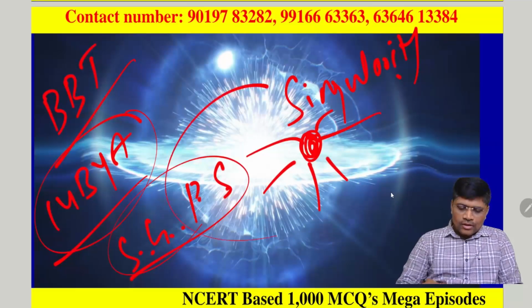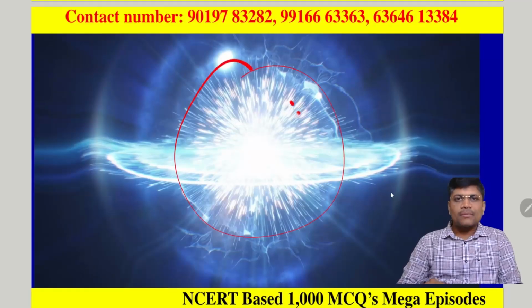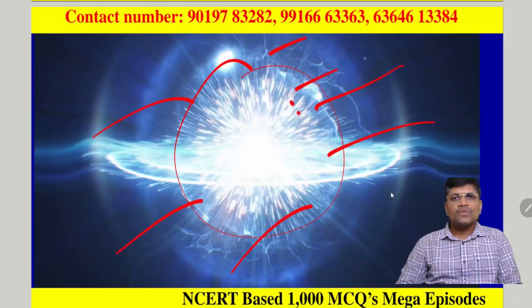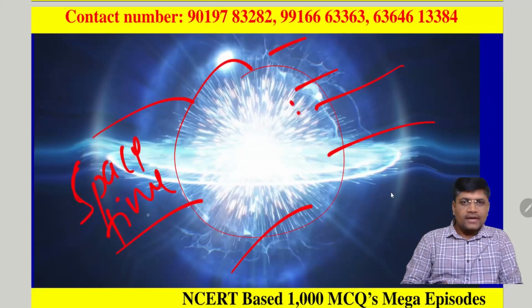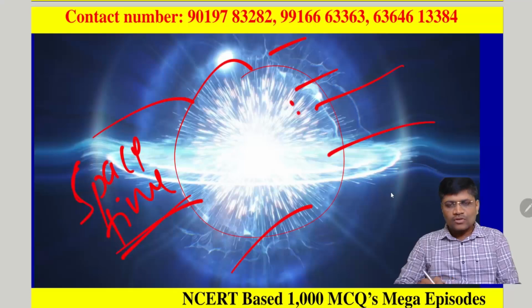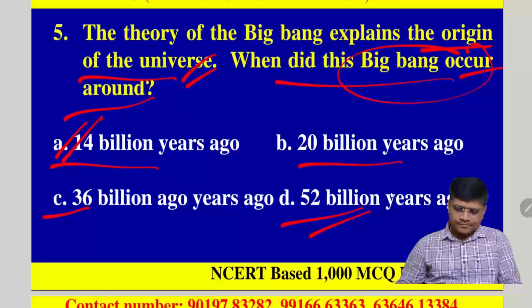So this is how the Big Bang took place. Because of this explosion, whatever matter was present within this object got unevenly distributed throughout the universe. From there only, the concepts of space and time were created. Before that, there was no concept of space and time. Clear? So it happened around 14 billion years ago. Clear?